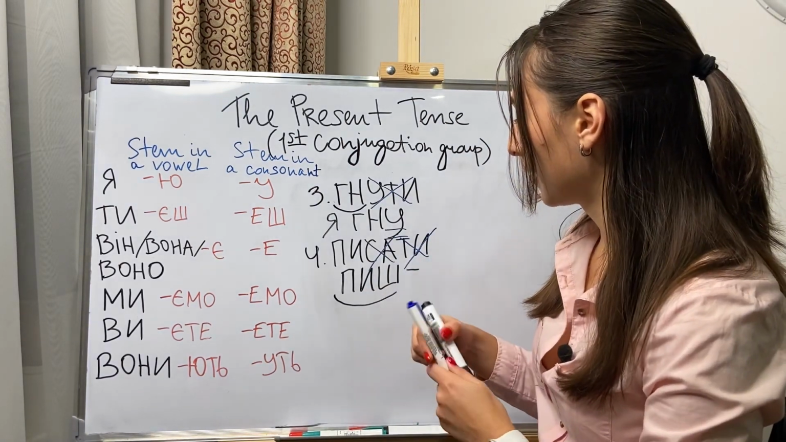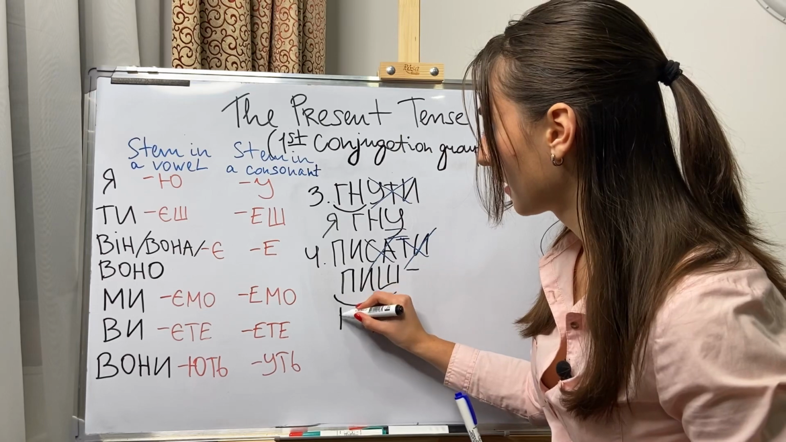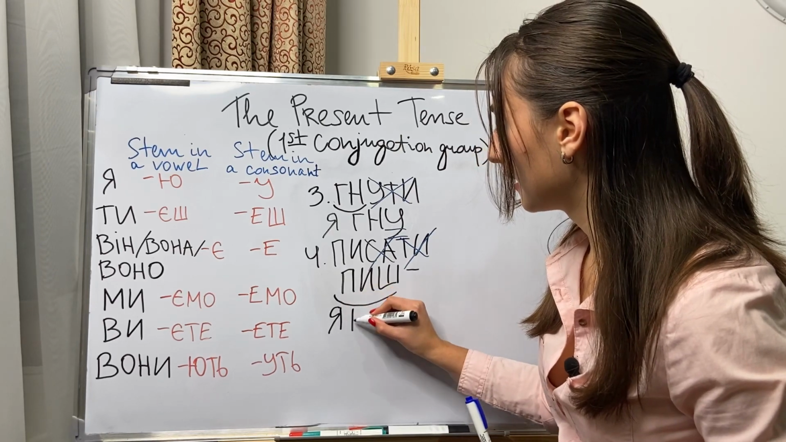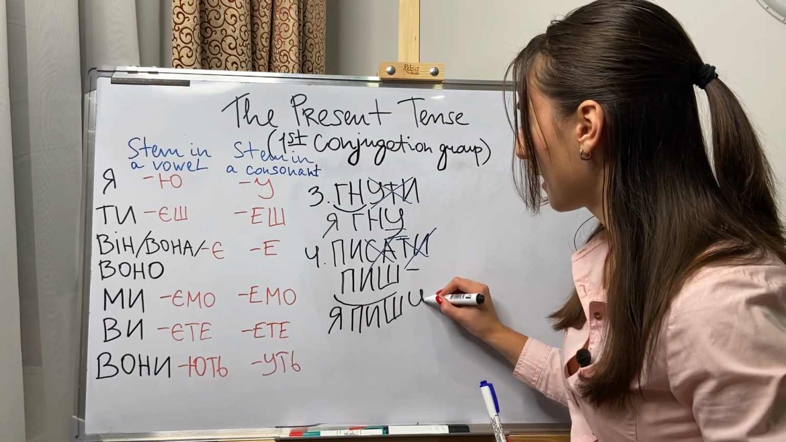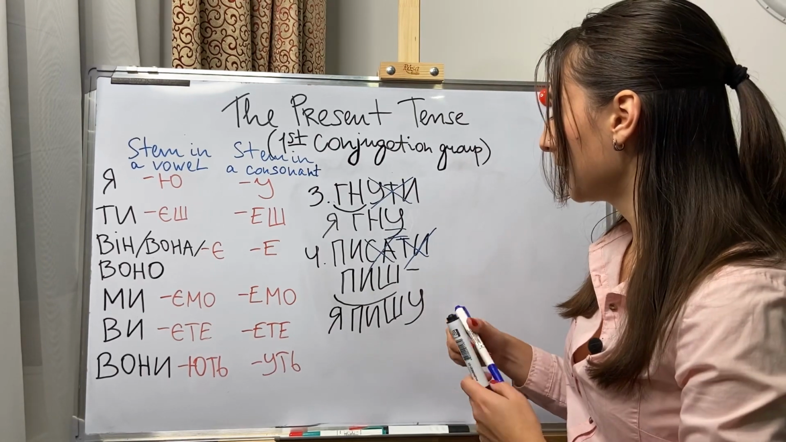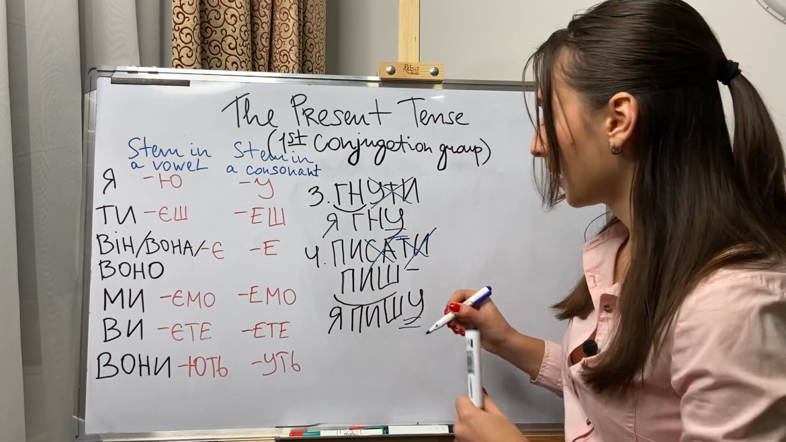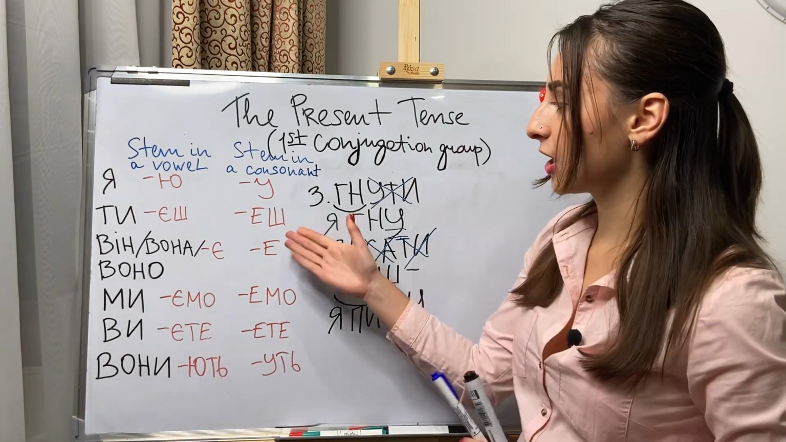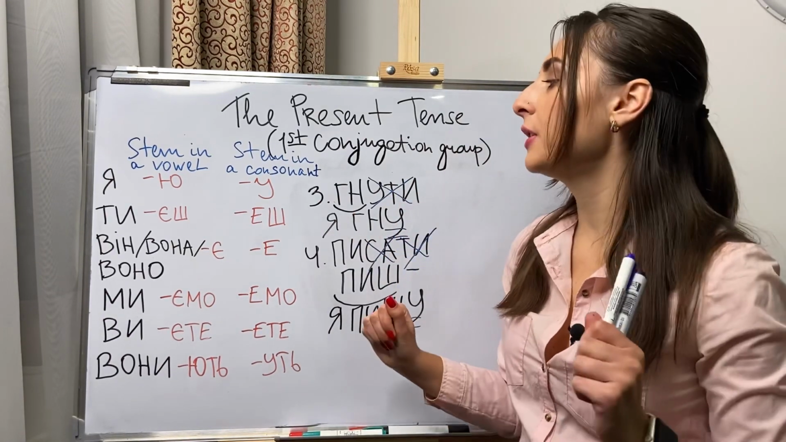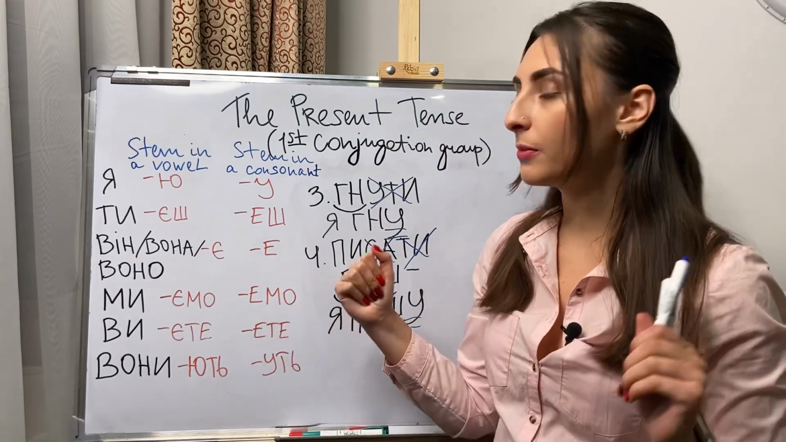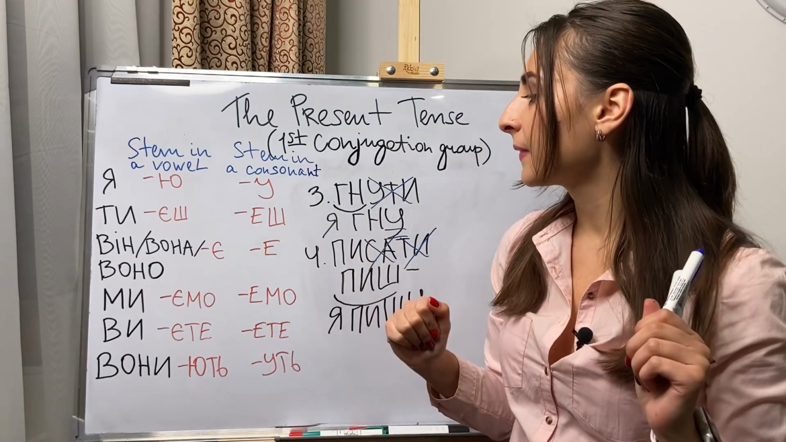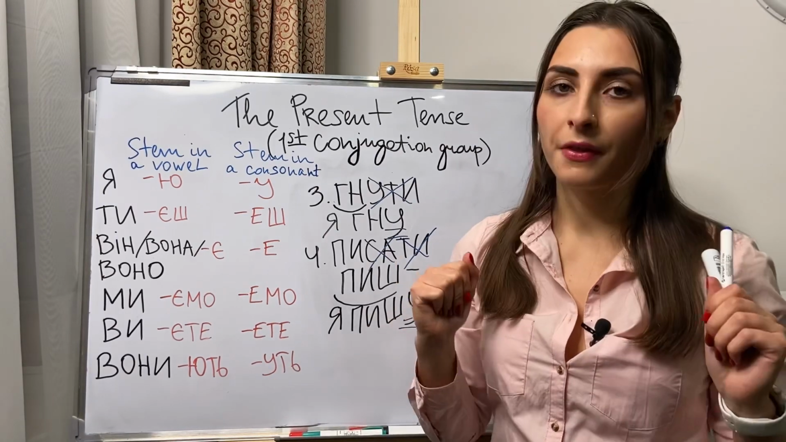So let me write for you here below. Я пишу. It means I write. Ти пишеш. You write. Він, вона, воно пише. He, she, it writes. Ми пишемо. We write. Ви пишете. You write. Вони пишуть. They write.